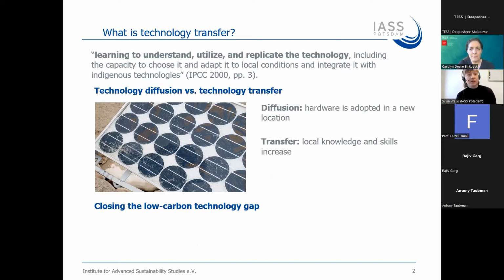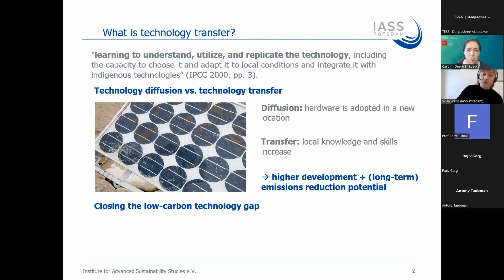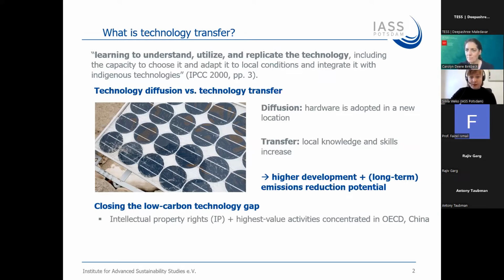And the reason that technology transfer is so important in the climate negotiations in general is also because of the local knowledge and skills increases and the associated development benefits, also the fact that this is a much more sustainable way to reduce emissions in the long term. And so the other speakers have also touched upon the importance of closing this low carbon technology gap, basically that the ownership of intellectual property rights and also the highest value activities in the low carbon technology value chain are often concentrated in OECD countries, also in China now.